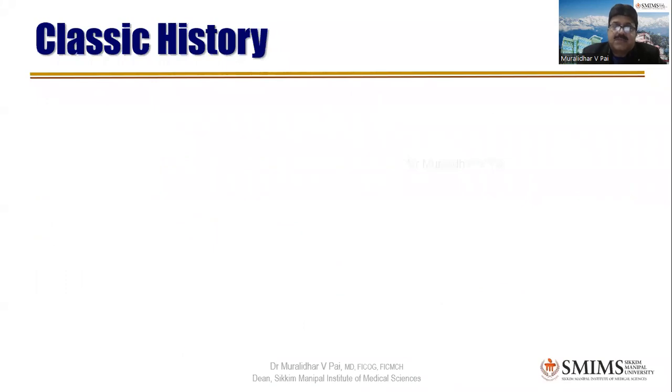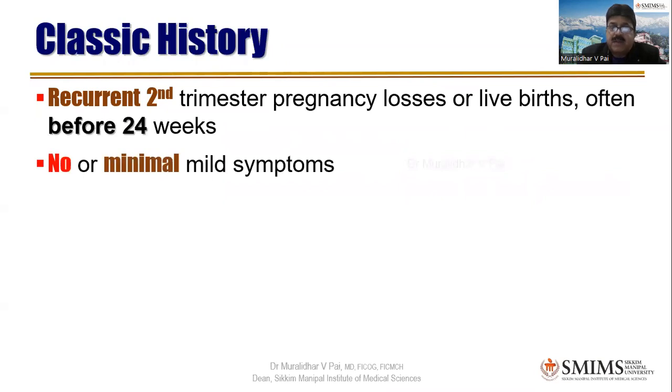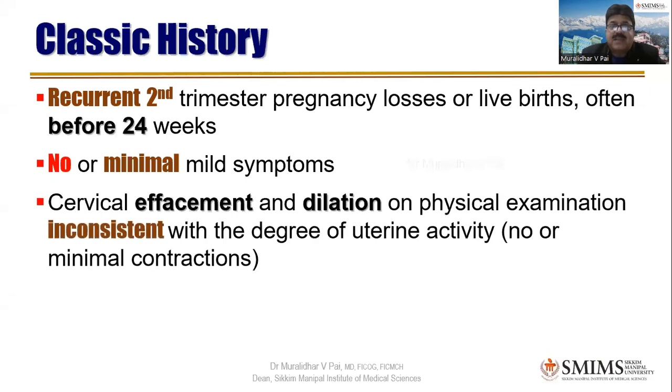The classic history, of course, this everybody knows: recurrent second trimester pregnancy losses or live births, often before 24 weeks, with no or minimal mild symptoms. Cervical effacement and dilatation on physical examination, inconsistent with the degree of uterine activity. There may be some uterine activity whenever there is inflammation, whenever there is choriodecidual hemorrhage, there will be some activity, but the activity is so mild as to give rise to cervical dilatation and effacement.